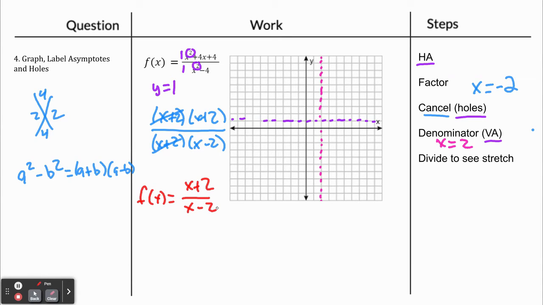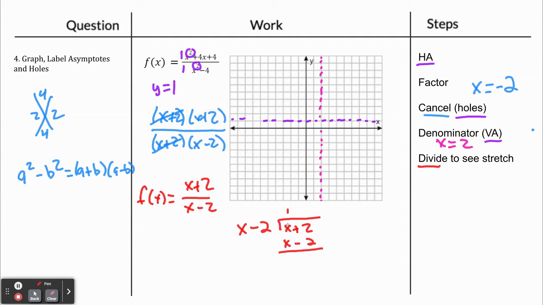So we have our asymptotes. We still don't know exactly how to graph the curves though. So what we can do is divide these two to figure out what this would look like in transformation form. I'm going to say, x minus 2, how many times does that go into x plus 2? That's going to just be 1.